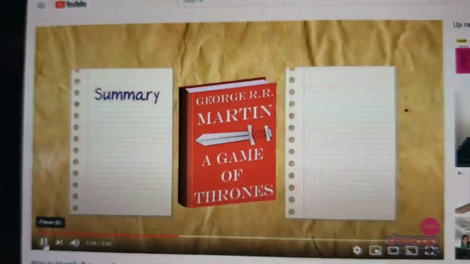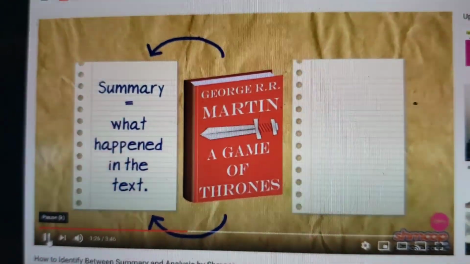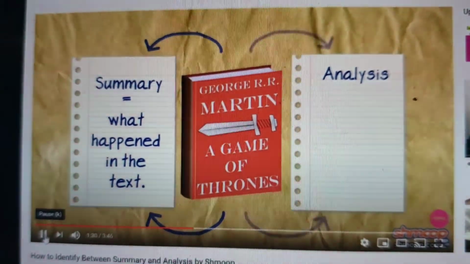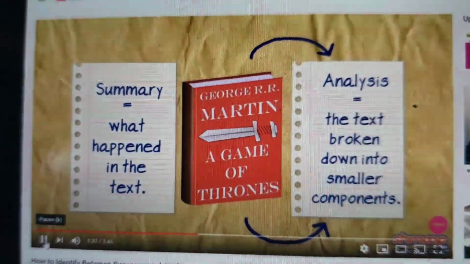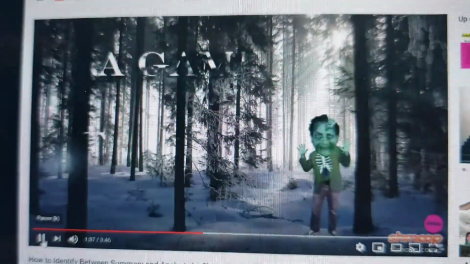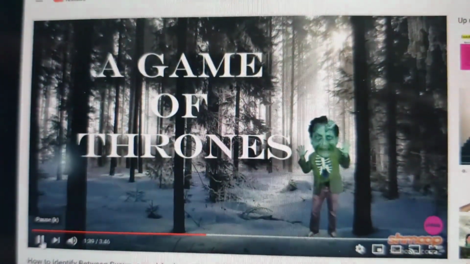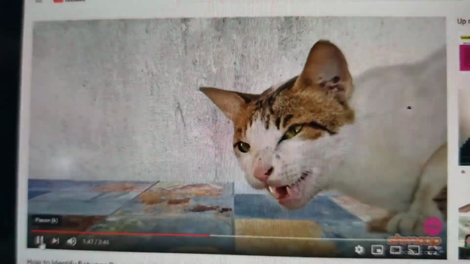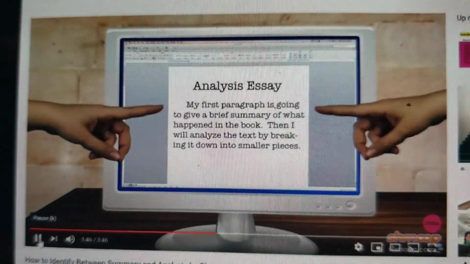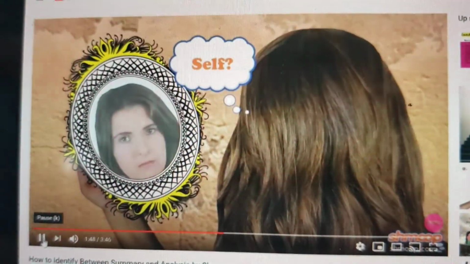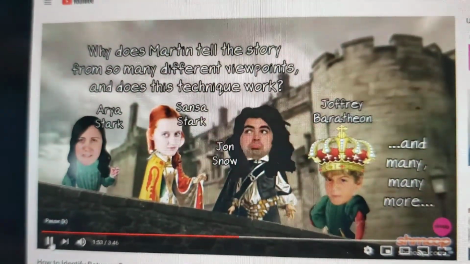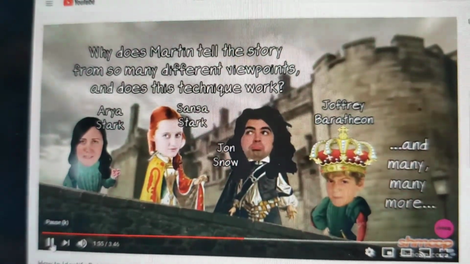While summaries are all about conveying what happened in the text and nothing more, an analysis is a little more complex. In this type of essay, we break what we read into smaller components so we can get a better grip on the whole. So let's go back to A Game of Thrones. In an analysis essay, we're not going to spend the assignment regurgitating the story. We've got 1 paragraph up front to get that business out of the way. Instead, we're going to ask ourselves some questions like, why does Martin tell the story from so many different viewpoints, and does this technique work?